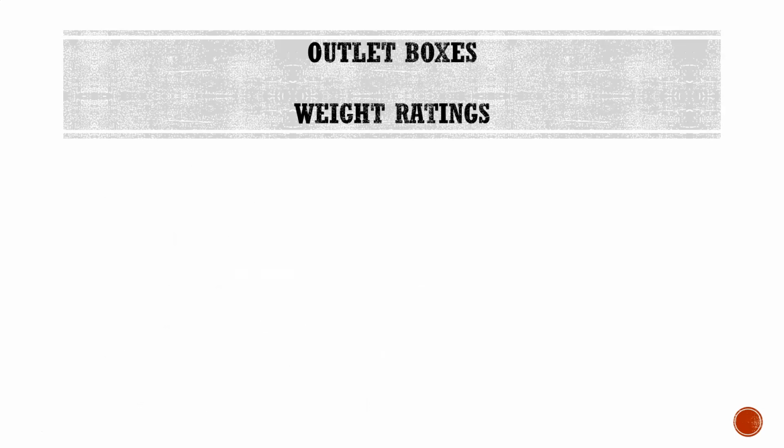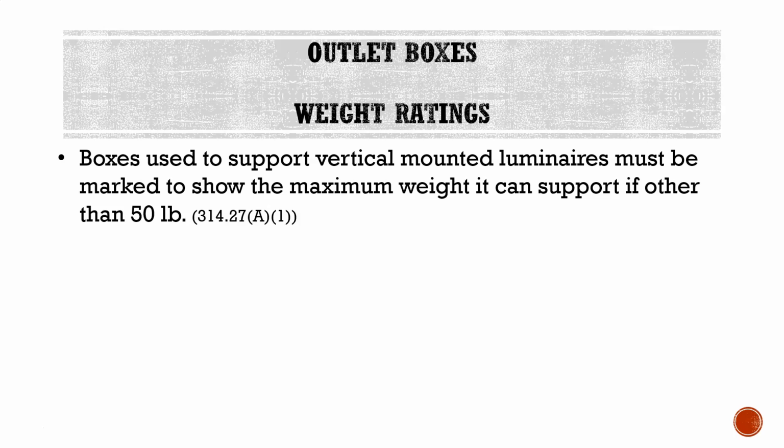Moving on from these box fills and calculations, we have some general requirements for weight ratings on outlet boxes that I wanted to cover very briefly on this slide. Boxes used to support vertical mounted luminaires must be marked to show the maximum weight they can support if that weight is other than 50 pounds. So for a vertical mounted luminaire, this vertical obviously being up and down, so essentially a wall mounted luminaire, if the box that we place in that wall or other vertical surface can support any weight other than 50 pounds, then it has to be stamped to state what weight it can hold.